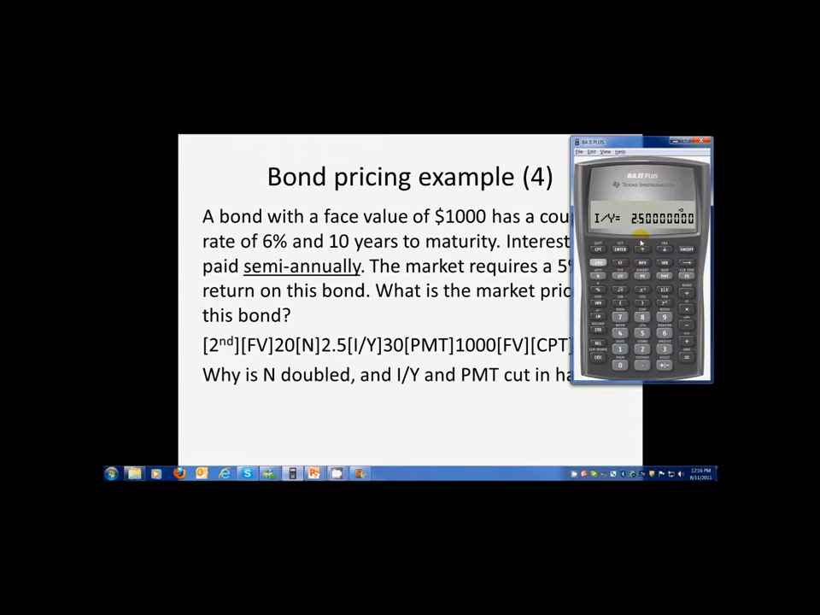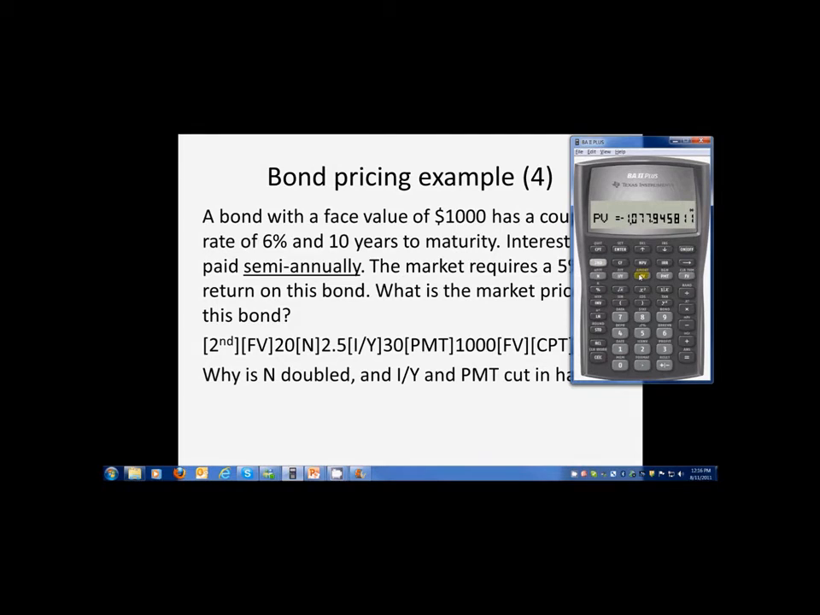Now, the coupons are still going to be $60 per year, but they're going to be cut into 2 payments, each worth $30. So we take the annual coupon amount, divide by 2, and that's what we put in for payment. So I'm putting 30 payment. Now the face value stays the same. We don't divide it by 2, because at the end we are going to get $1,000. And now we're ready to compute the present value.